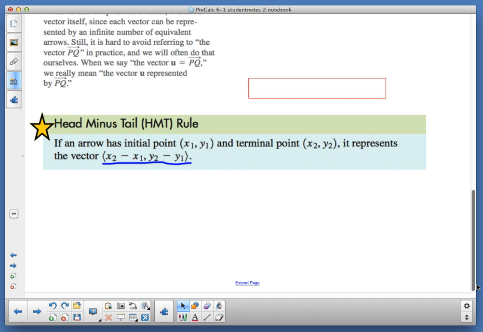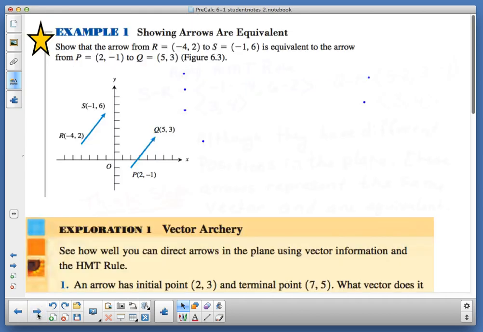Now, going on, after that head minus tail rule. Since I kind of did one already, it might be just your turn, but I'm just going to start you out. We're going to apply the HMT rule to show that the arrow from R to S is equivalent to the arrow from P to Q. So you're going to apply the head minus tail rule twice. Now remember, if you reverse it, the sign will be different. So order matters because you're subtracting.